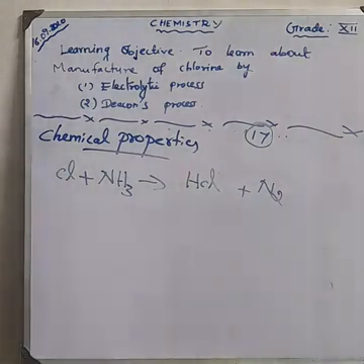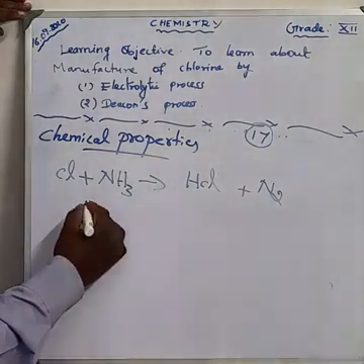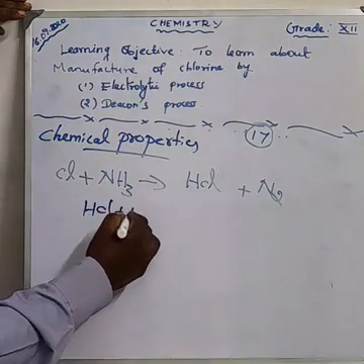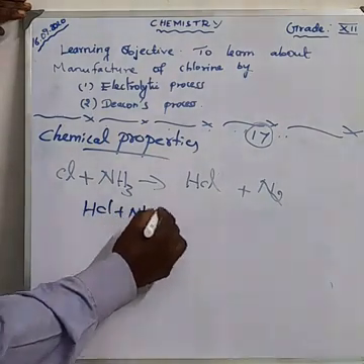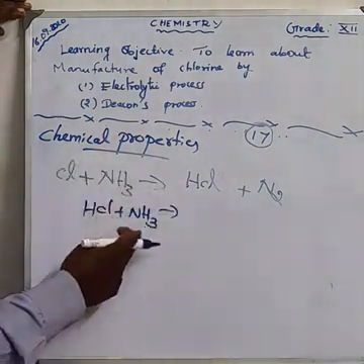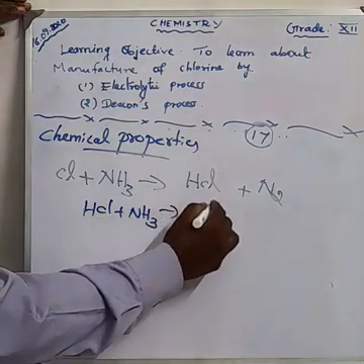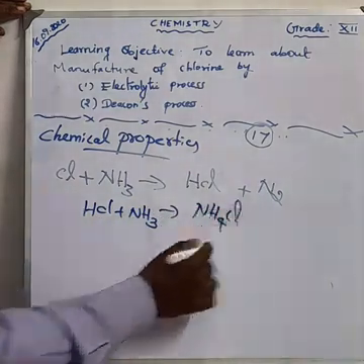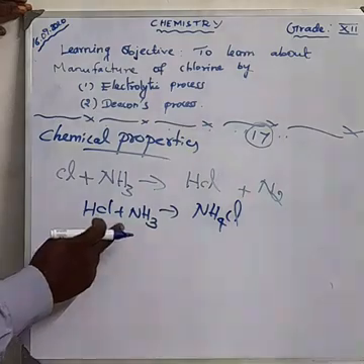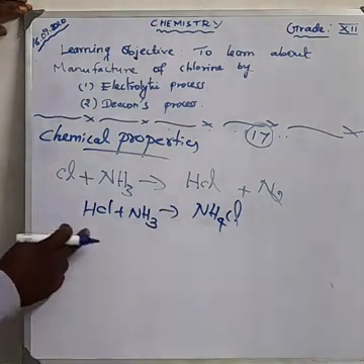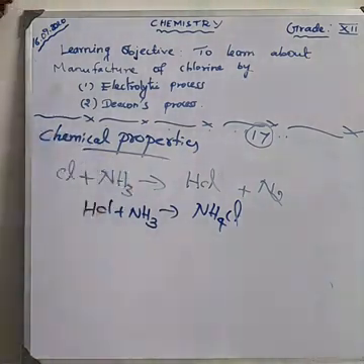Here, the hydrochloric acid reacts with ammonia. We get ammonium chloride. Ammonium chloride formula is NH4Cl. This hydrochloric acid reacts with ammonia, we get NH4Cl. How can you balance the equation?